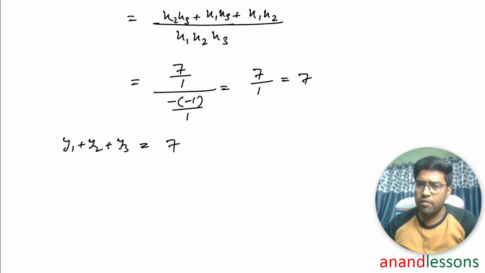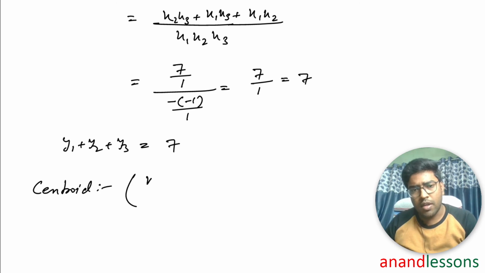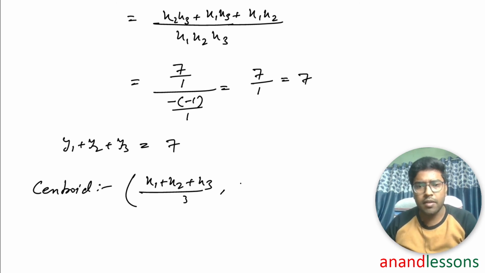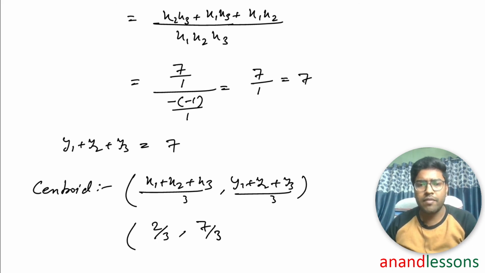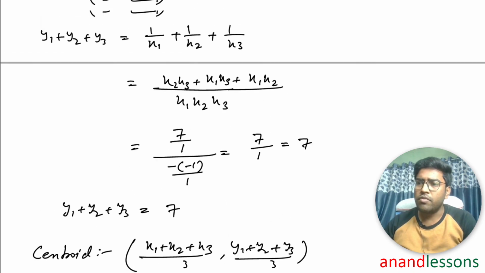So the centroid will be, I should write it once more. We have found the x coordinate, x1 plus x2 plus x3 by 3, and y1 plus y2 plus y3 by 3. This is already found to be 2 by 3, and this will be 7 by 3, because we know y1 plus y2 plus y3 is equal to 7. So this was as simple as it is.